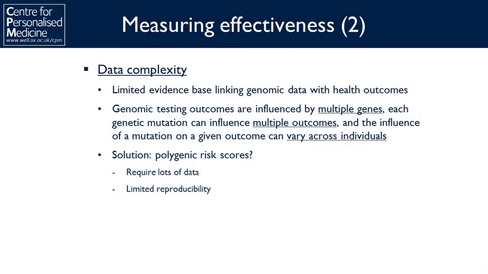One option is the use of polygenic risk scores, so somehow combining all of this information into one measure. This needs a lot of data. It's difficult to reproduce across different studies, and decision makers may find it difficult to synthesise this sort of evidence, but it's one possible approach going forward.